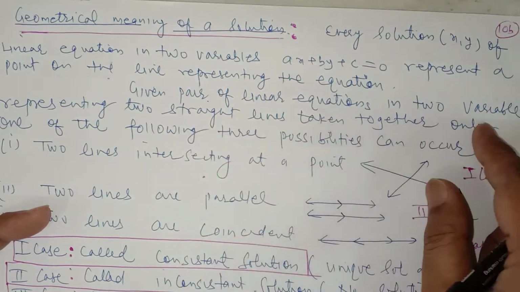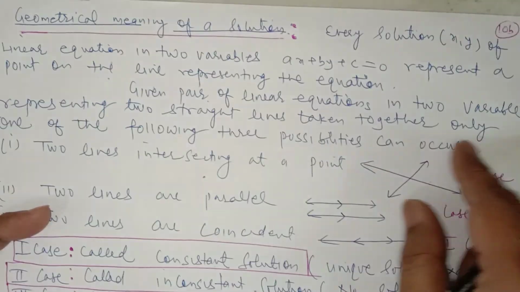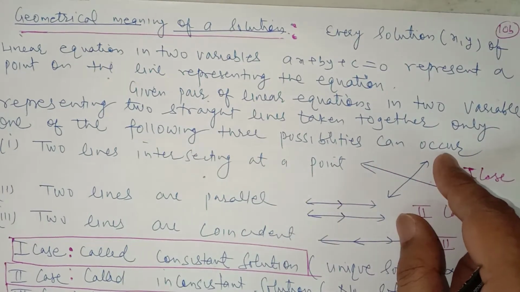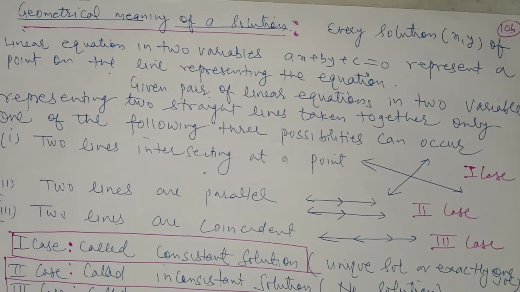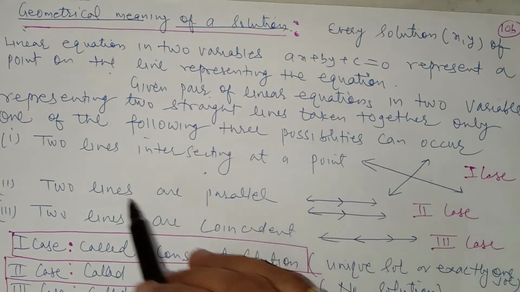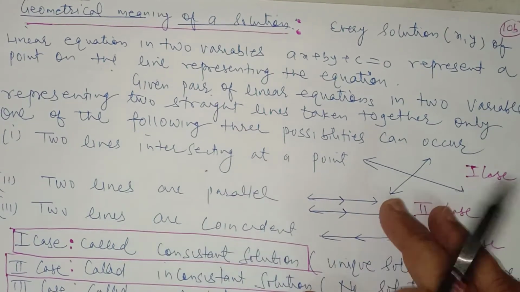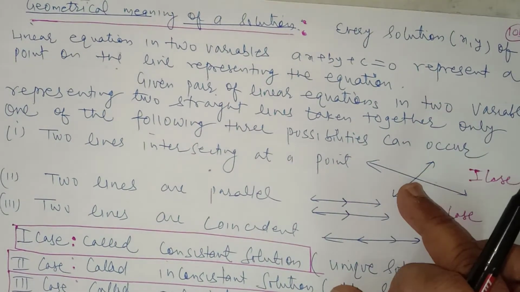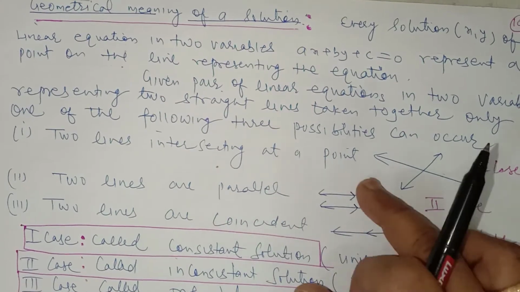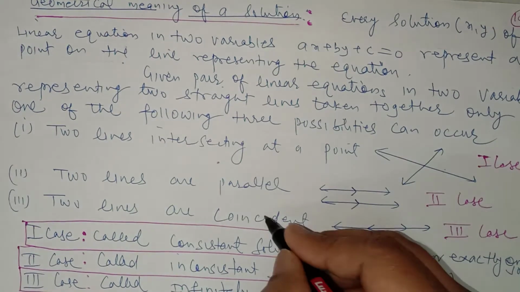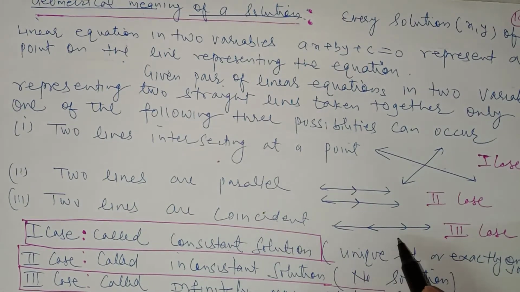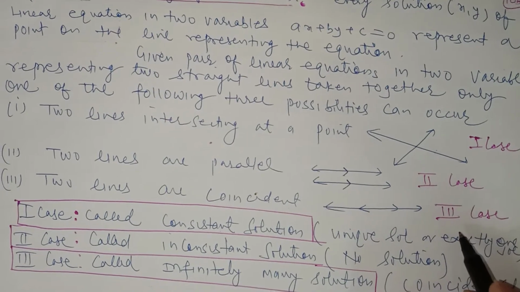Now, a pair of linear equations in two variables represents two straight lines taken together, and only one of the following possibilities can occur. The pair of linear equations can be of the following three types, or three cases. The two lines can be intersecting at a point. This is the first case. The two lines can be parallel, or the two lines can be coincident. Coincident means they lie one upon another. These are the first, second and third cases.